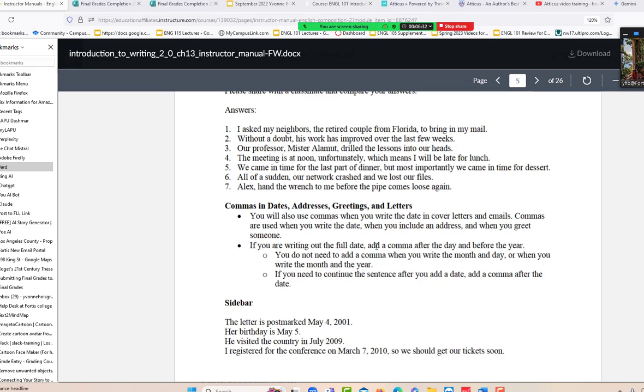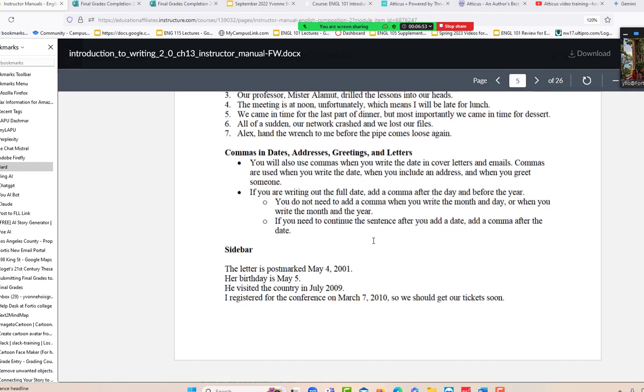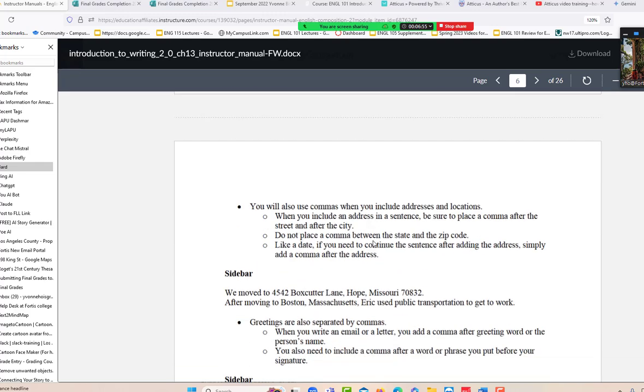If you need to continue the sentence after you add a date, add a comma after the date. This letter is postmarked May 4th, 2001. Her birthday is May 5th, no comma. He visited the country in July, no comma, 2009. I registered for the conference on March 7th, 2010, so we should get our tickets soon.